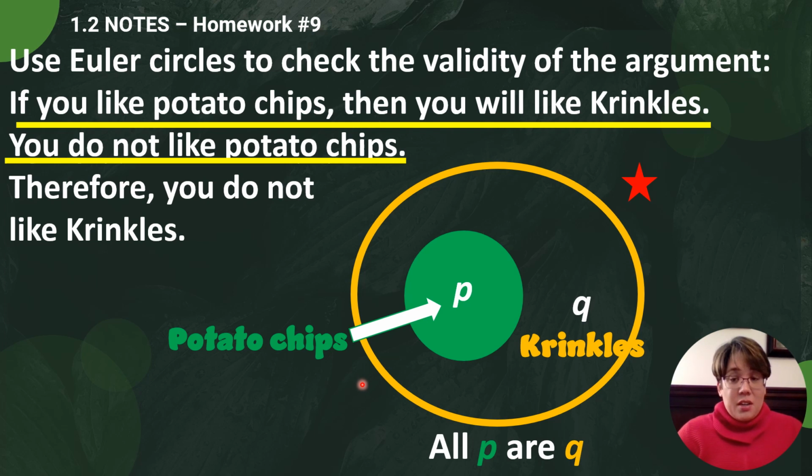However, there's somewhere else you could live. You could live right here. There's somewhere else you could live. You could live here and also not like potato chips, right? There's two places you could live. You could live right there. If you lived right here, you still don't like potato chips. But if you lived right here, do you like crinkles? You do like crinkles if you live right here.